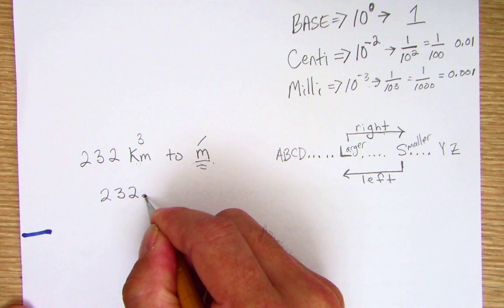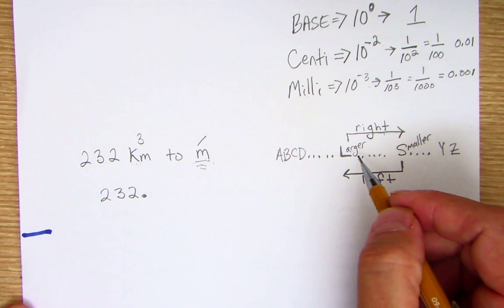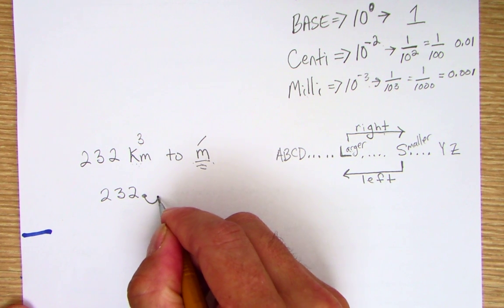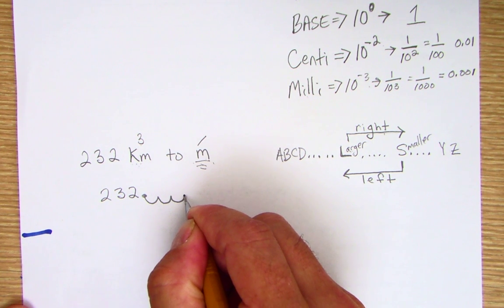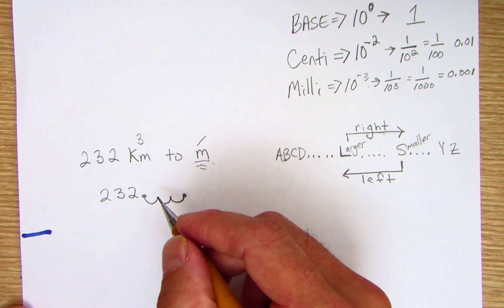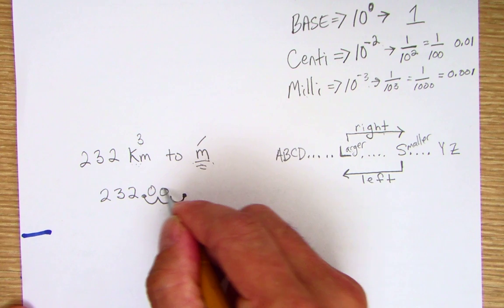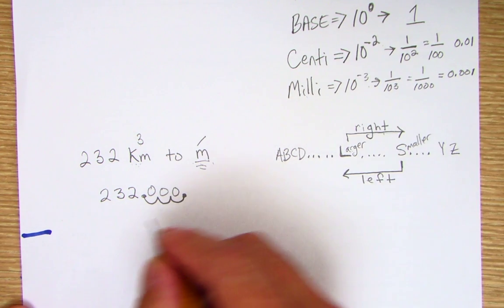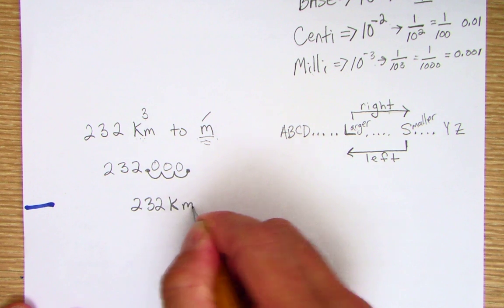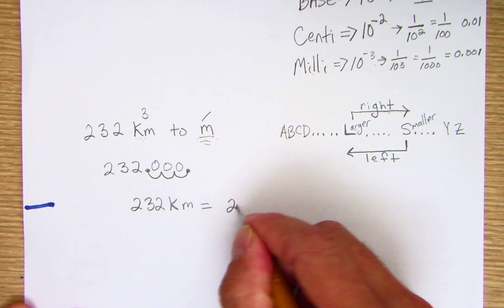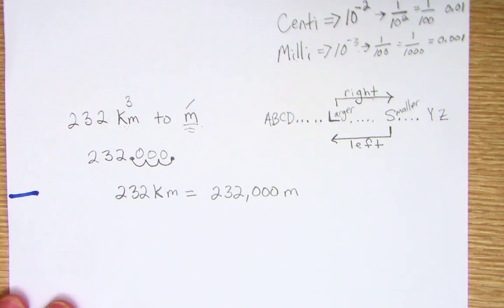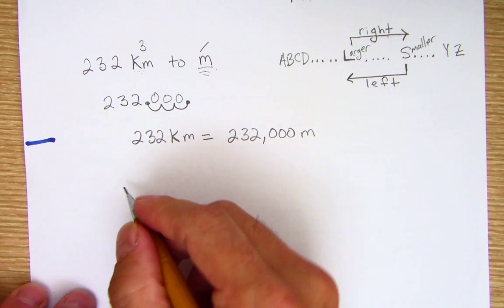So I'm going to rewrite my number. Of course, here is my decimal place. And I'm going from larger to smaller. So I'm going to move it right. 1, 2, 3. Now I call these loop-de-loos. And every time I have a loop-de-loo, that means I'm going to have a 0. So 232 kilometers is equal to 232,000 meters.